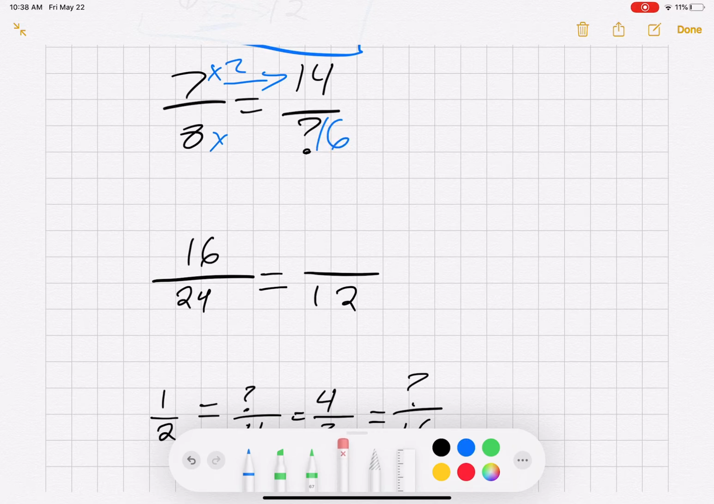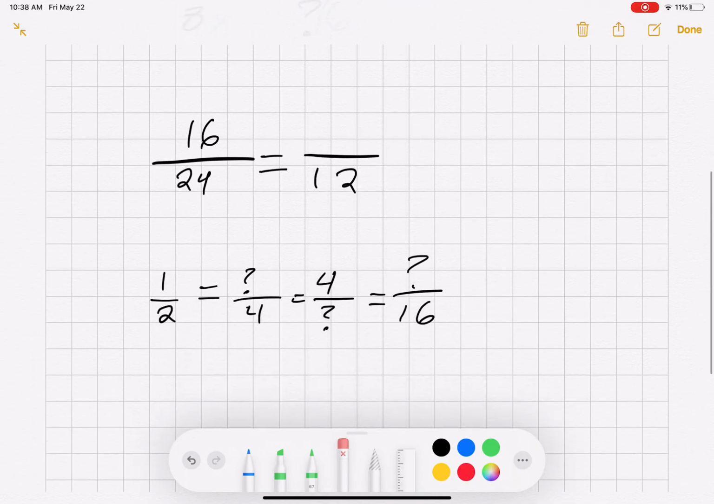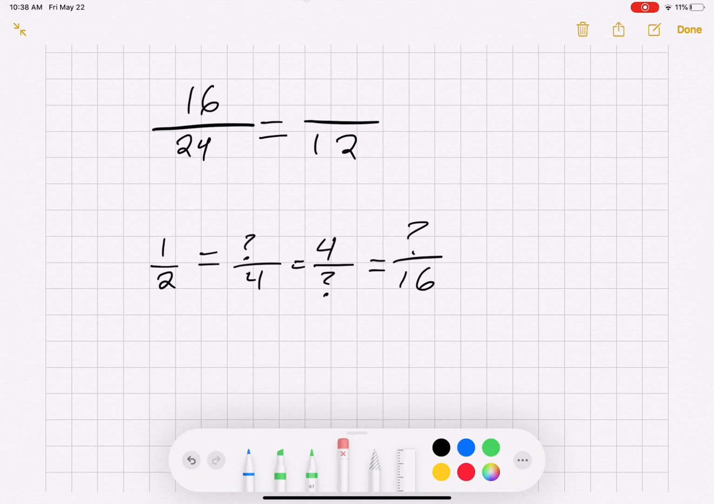Okay, so now I'm going to have a look at this one, and just because I've flipped these, the first one isn't the smaller one anymore. Okay, so the number is getting smaller. So if the number is getting smaller, am I multiplying or am I dividing? I just want you to think about that for a second.